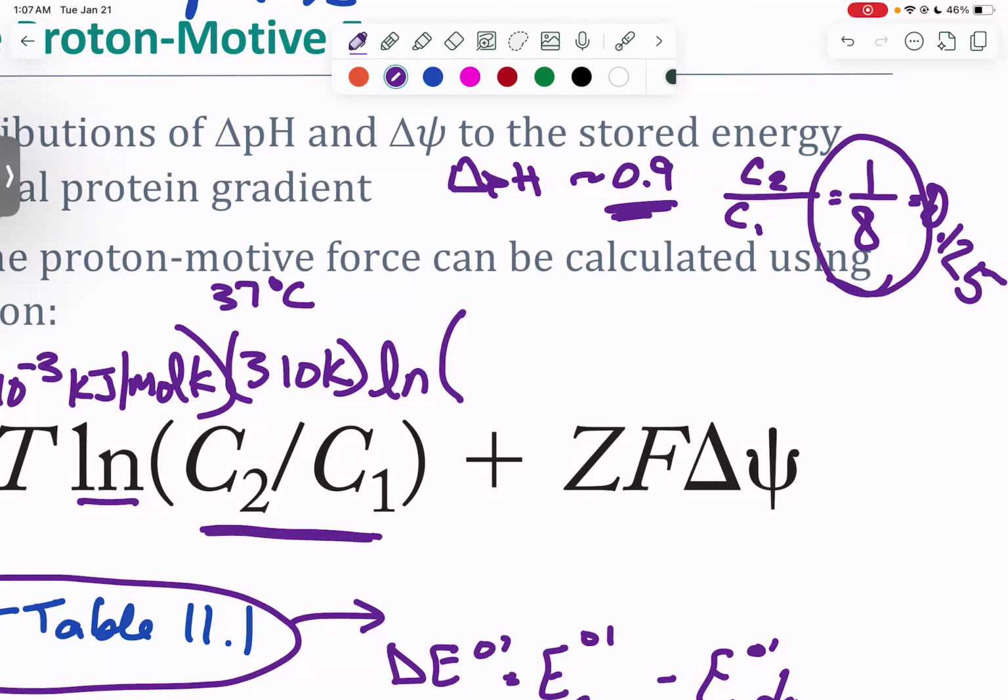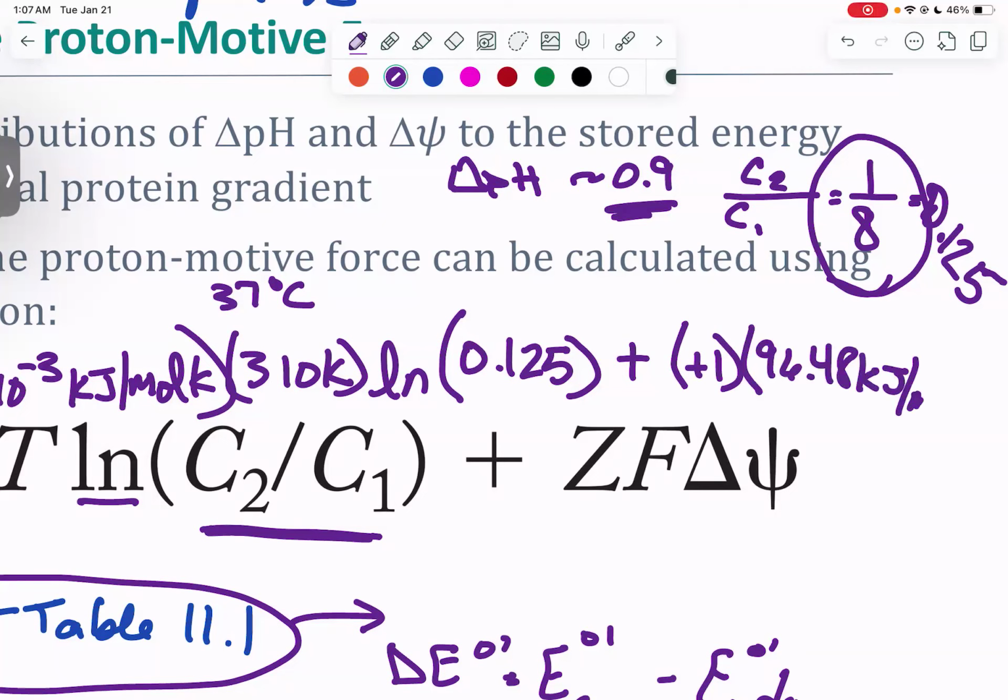Okay. So now I have a value to plug in for my ratio of my concentration of protons on one side of the membrane versus the other side. So this is 0.125, right? Okay, then plus, we keep going. All right. So now Z is going to be our charge, right? So when we look at our charge of the molecule that needs to move, that's our proton. What's the charge of a proton? It's +1. Then Faraday's constant, we said 96.48 kilojoules per volt mole. Why do I keep getting that wrong? And the last thing we need is our membrane potential. So you would have to be given this. And I'm telling you that the membrane potential due to a pH difference of 0.9 would be negative 0.16 volts.